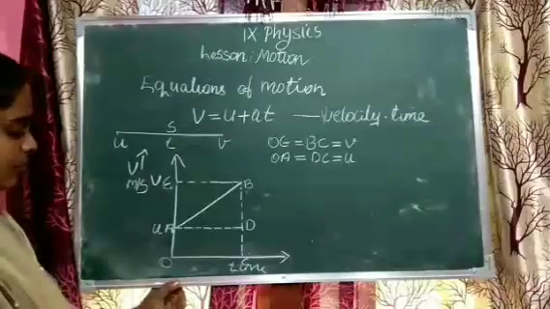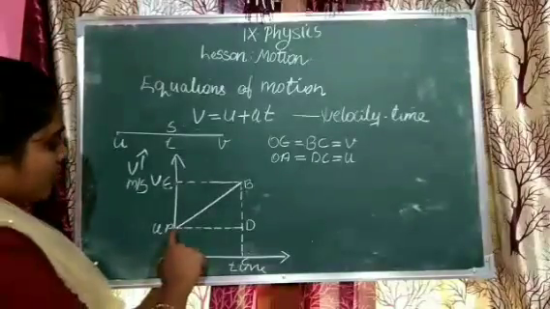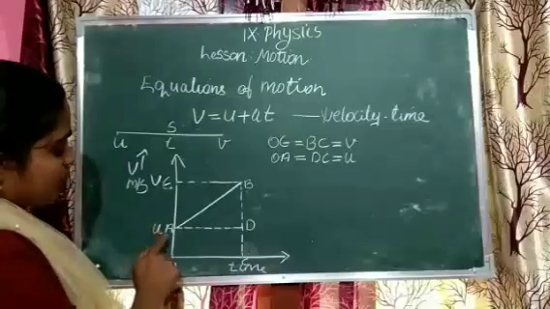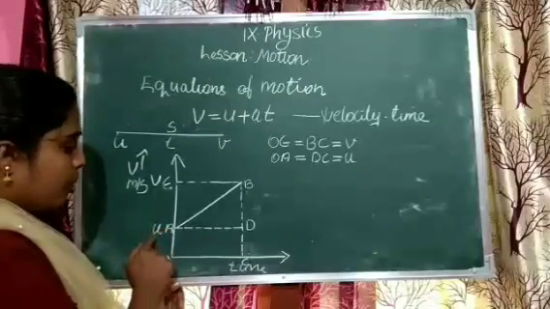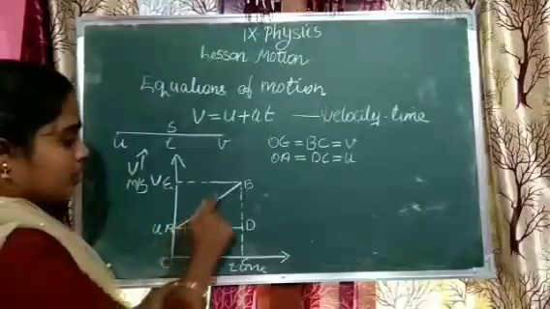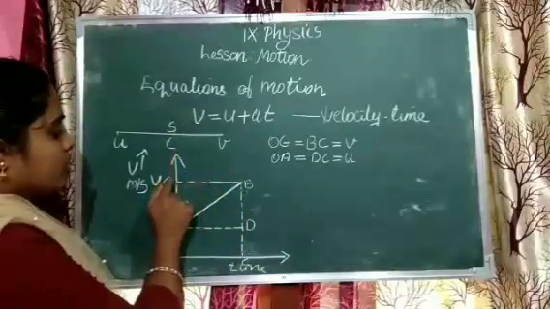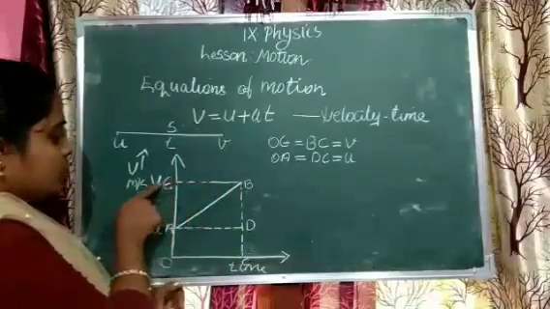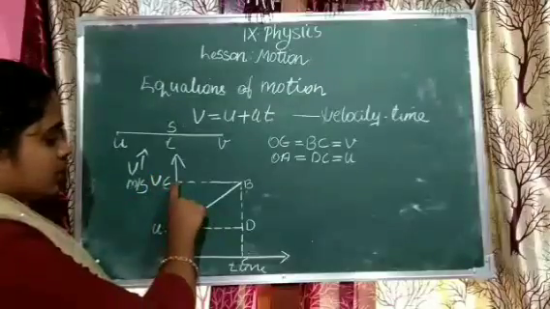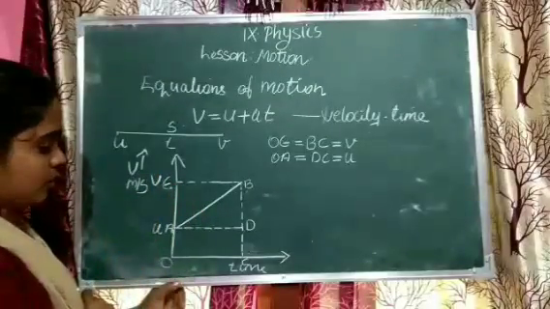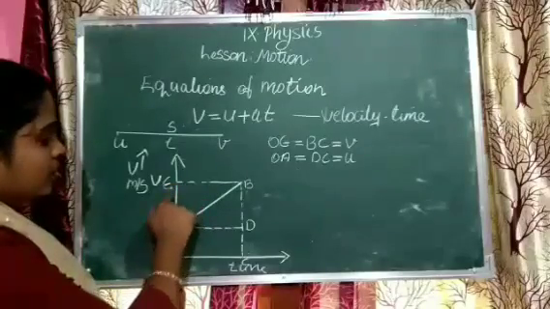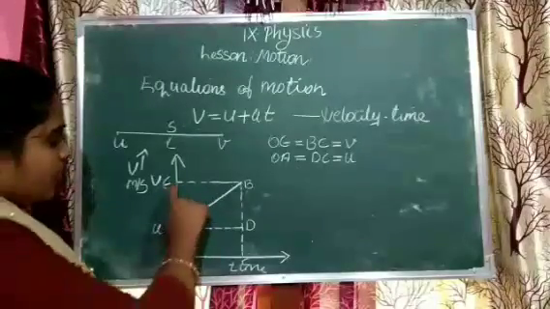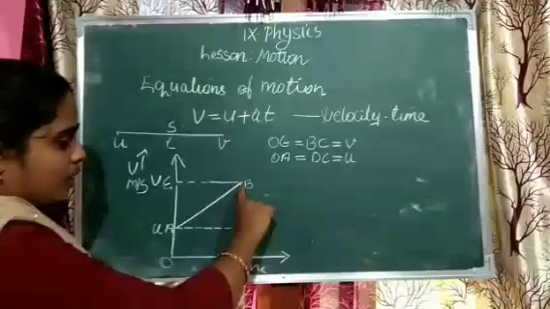Here, the object starts from point A with an initial velocity U, and after a time interval T, its velocity changes to V. So this distance is the change in velocity. AE is the change in velocity, so AE is equal to BD.